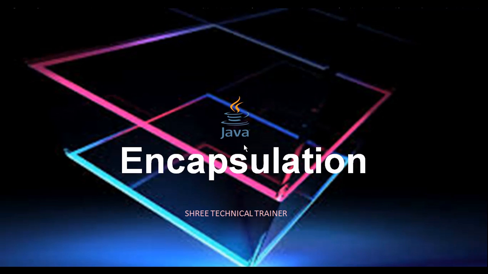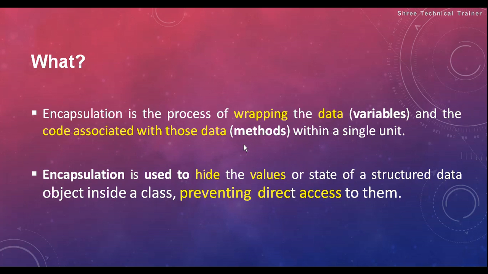Thus, we know only the abstract part of the program, not in detail. So abstraction shows the relevant information and rejects the non-essential details. Data hiding is used to hide the data from parts of the program. So these are the two things that are related to encapsulation. So what is encapsulation? It is the process of wrapping the data and the code that is associated with the data within a single unit. So it's combining the variables and methods together in a single unit.